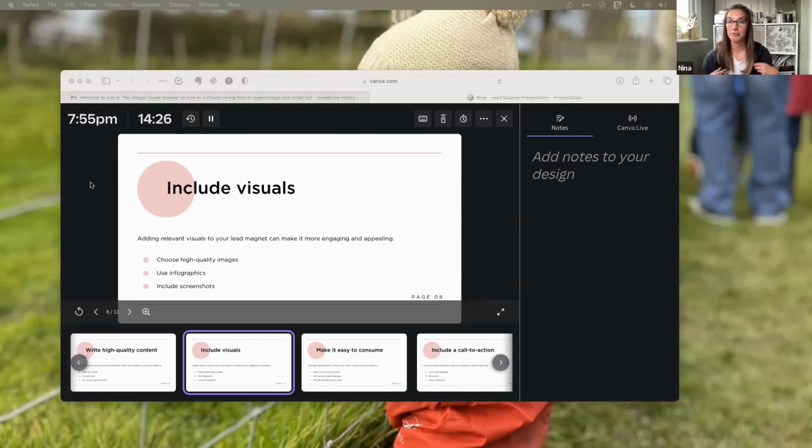Include visuals in it because it breaks it up and it makes it such a nicer experience when people are using it. So use high quality images because it might look great on screen, but don't forget some people are going to be printing it off. So you want it to look good in print as well. You don't want to lose the quality.